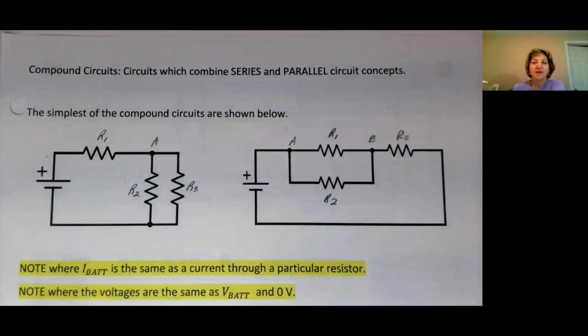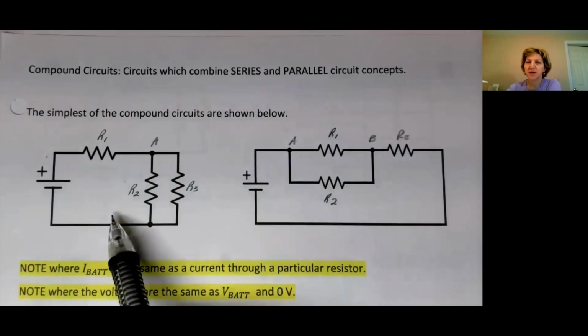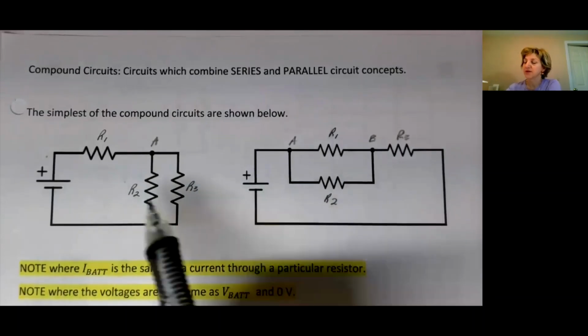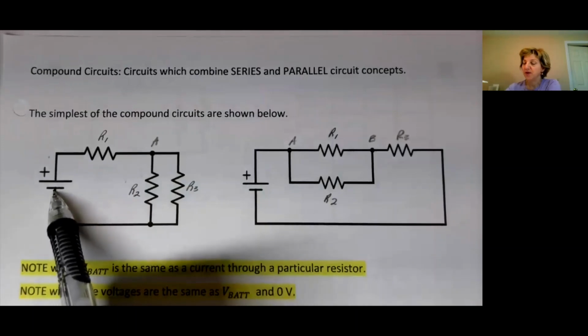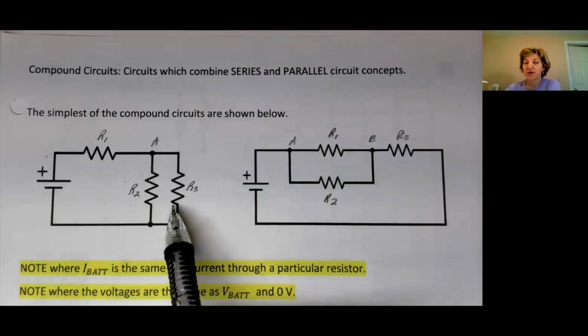Let's analyze the very most basic and simple of compound circuits. Compound circuits are circuits which include some series and parallel components. We see two versions of these very basic compound circuits. One has a battery, a single resistor on its own, and then a branched portion which is clearly parallel.